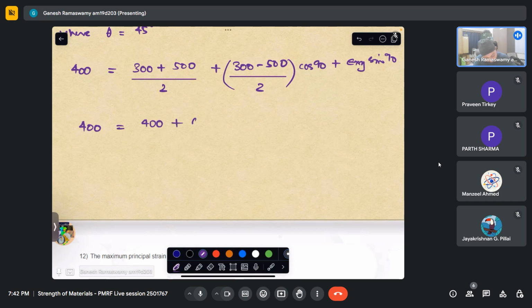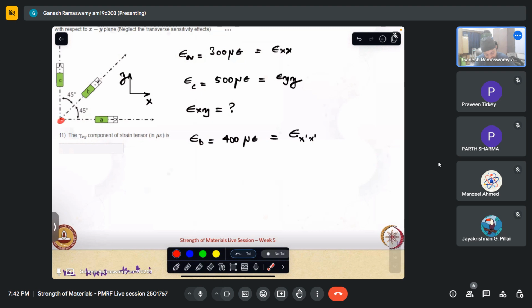What does this give me? Epsilon xy is 0 at that point. At which point? At this point. Epsilon xy is 0, which means gamma xy is 2 times epsilon xy, which is 0. So if shear strain is 0, what does that imply about the normal strain in that direction? It is the principal strain. So we have these two as principal strains.